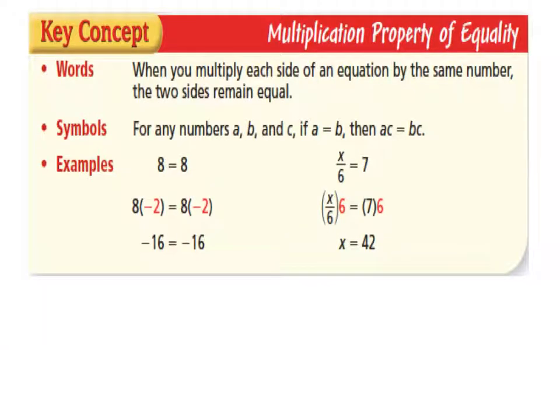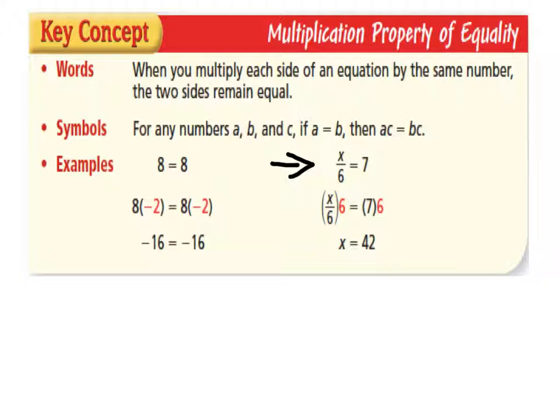The same type of concept, and our next key concept, is the multiplication property of equality. When you multiply each side of an equation by the same number, the two sides remain equal. So whatever you do on one side, we do to the other. As you can see here in the example, right here is a problem that will use the multiplication property of equality. x divided by 6 is equal to 7.